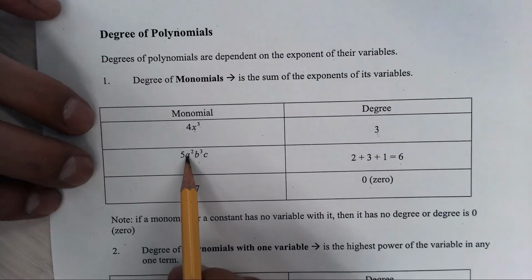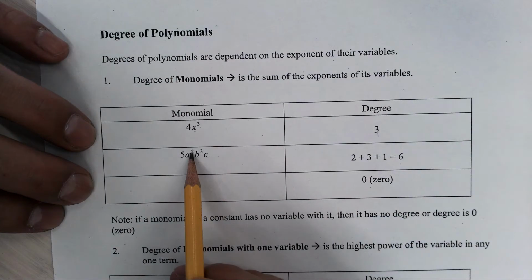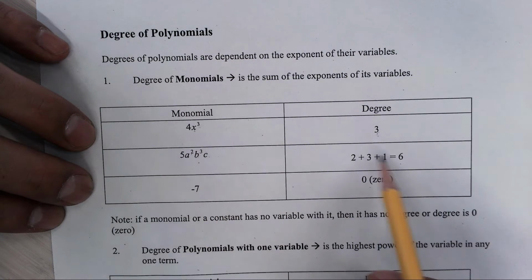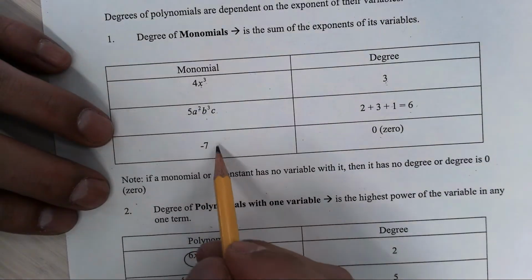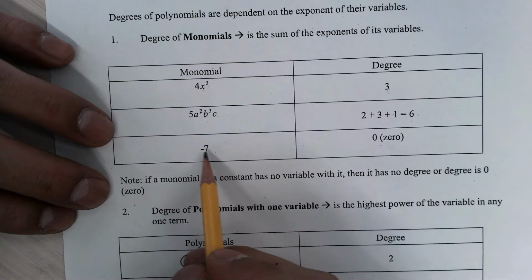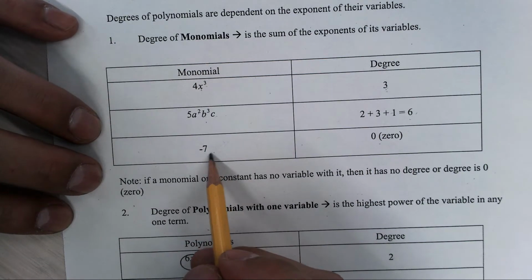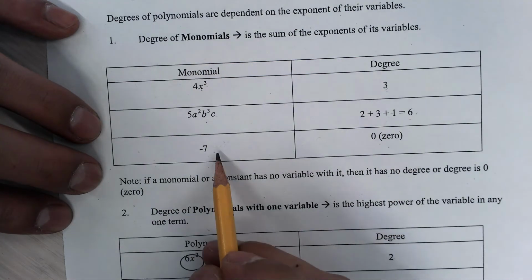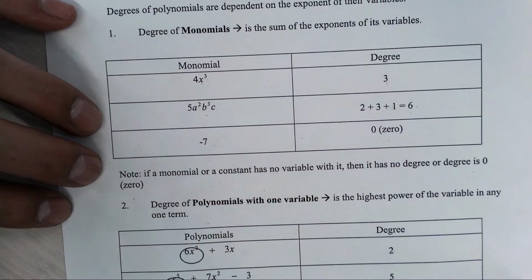If you have more than one variable, more than one letter, as in a, b, c, then you add up all their exponents, and that'll be your degree. In this case, it's 2 plus 3 plus 1, invisible 1 here on the c. So 2 plus 3 plus 1, that is 6. The degree for a constant, or a monomial, okay? A constant is a monomial that has no variable, basically. The degree for that is 0, okay? And we say it's 0 because if it did have a variable, that variable would be x to the 0.